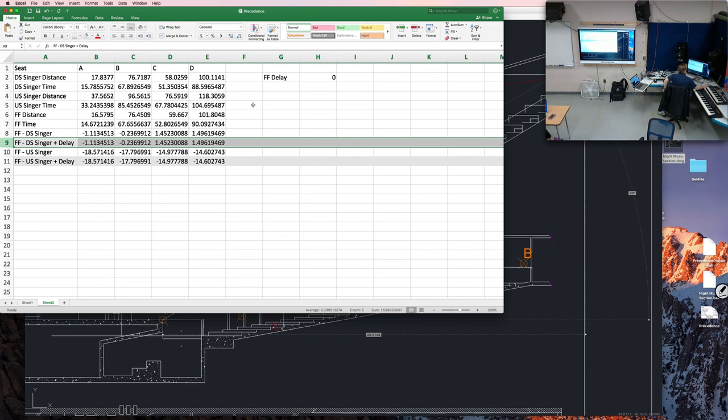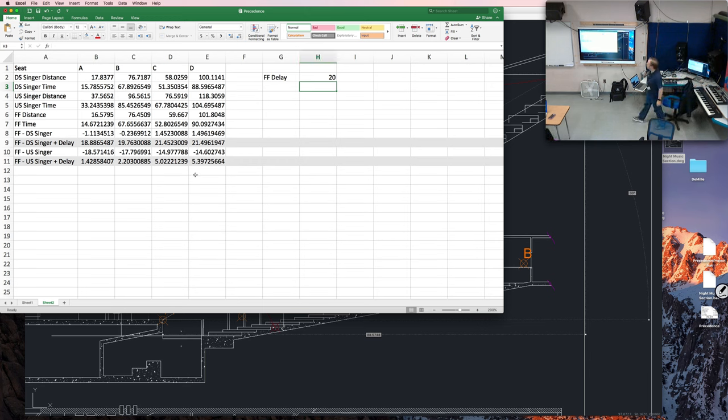So now, if I go in and add some delay, my worst case scenario here is that 18 milliseconds. So if I put 20 milliseconds of delay on my front fill, look at that. These all become positive numbers, and they're all less than 30. Biggest one is that 21 milliseconds, but that's less than 30, so that's within precedence. The smallest one is that 1.42. Ideally, you want it to be at least 5 milliseconds to help compensate for the comb filtering, but it will work if it's less than 5.